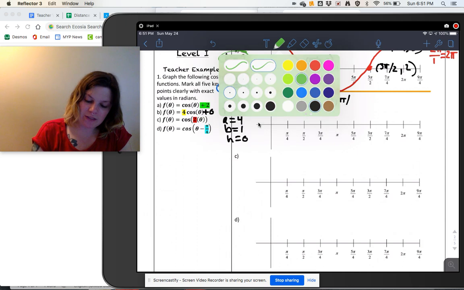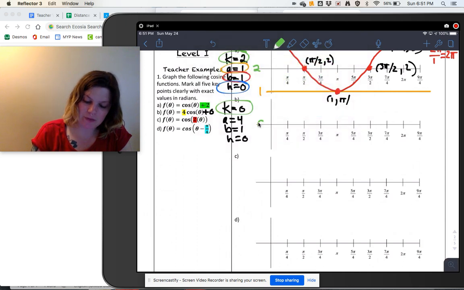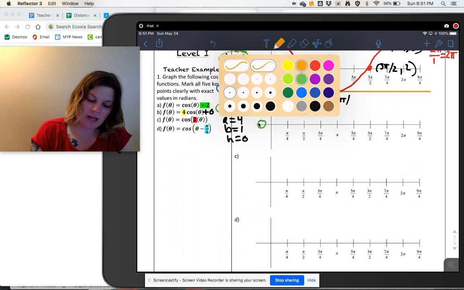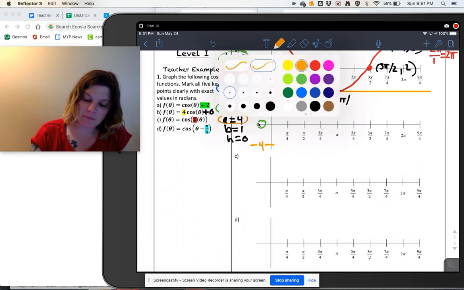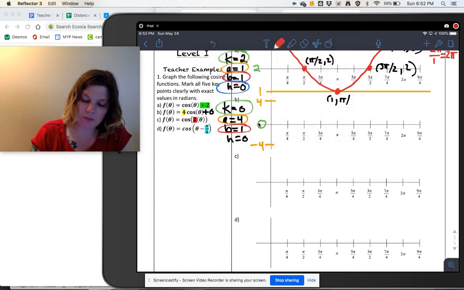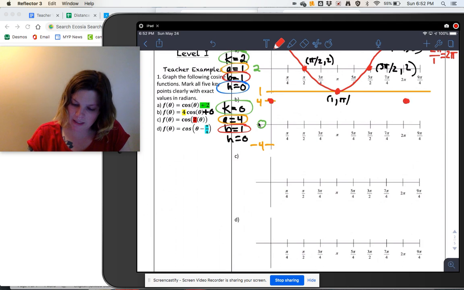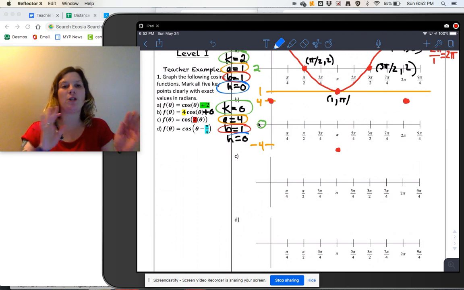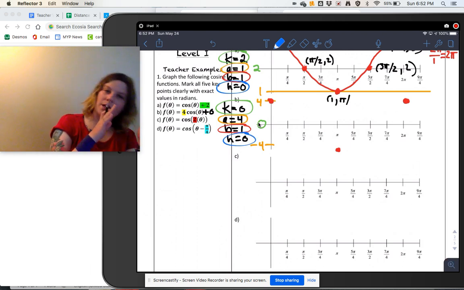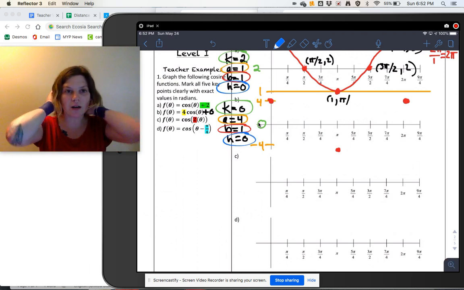Let's get after it. So k is at 0, so we just put a 0 there. We have a value of 4, so that means we go up 4 and down 4 from there. B again is 1, so that means we're at a normal period. See, this is why I like having the little path. And then since h is 0, we don't have to worry about shifting anything left or right in order to draw out our final graph.